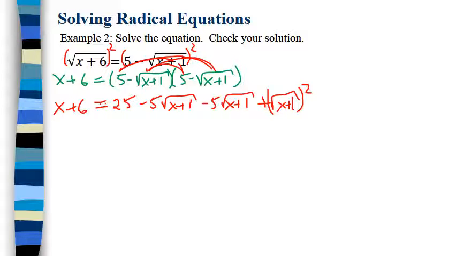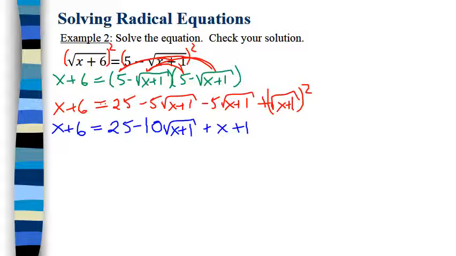Okay, so let's go ahead and simplify this a little bit. So we have x plus 6, and then this here, negative 5 square roots of x plus 1 minus 5 more square roots of x plus 1, so it's going to be 25 minus 10 square roots of x plus 1, and then plus x plus 1, because the square root just goes away, because it's undone by the square.